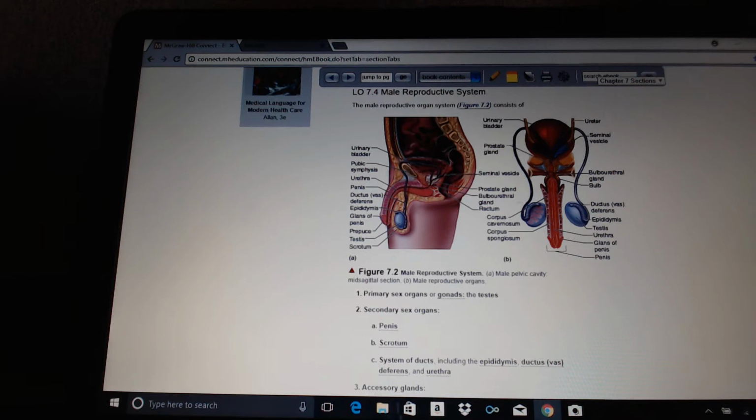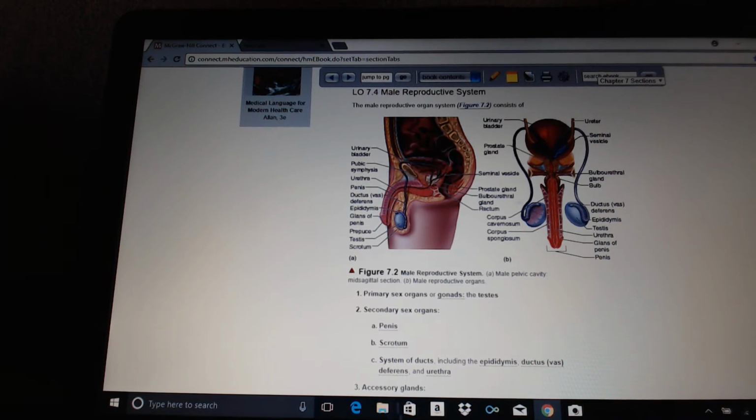And then finally, we have the bulbourethral glands, and it has a secretion that's kind of like mucus, and it too helps, again, to neutralize the acidity of the female reproductive tract, and also contributes to the fluid that the sperm have to swim in.